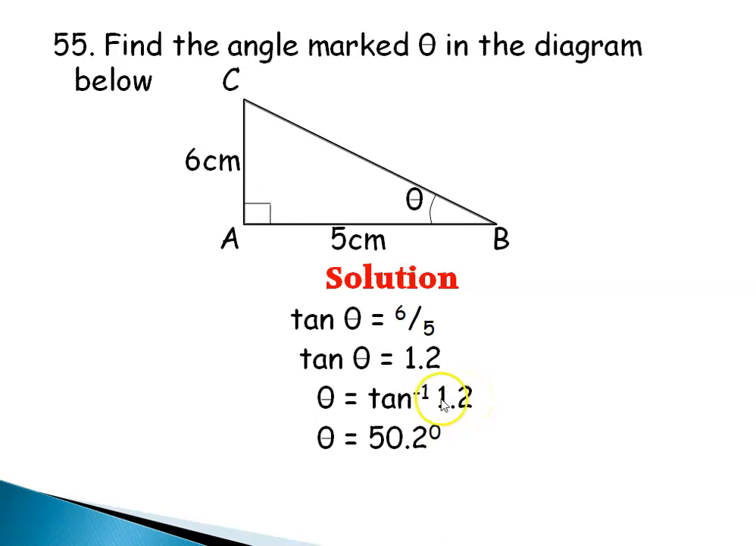You can use your 4-figure table to check the arctan of 1.2. So you get 50.2 degrees, or better still, look at 1.2 on your tangent table and trace it to the angle. You get your 50.2 degrees. So the value of theta is 50.2 degrees. Is that okay? Very good.